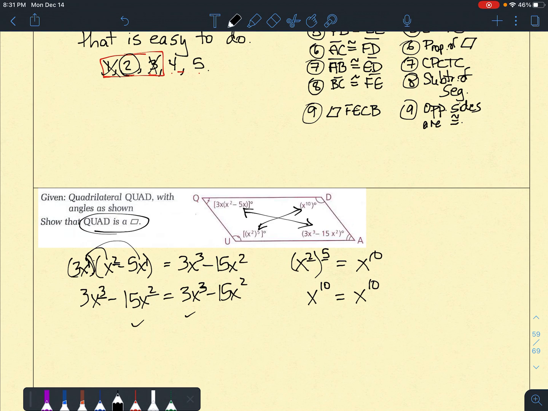All right, there we go. That is proven. We have opposite angles being congruent, therefore the quadrilateral is a parallelogram.